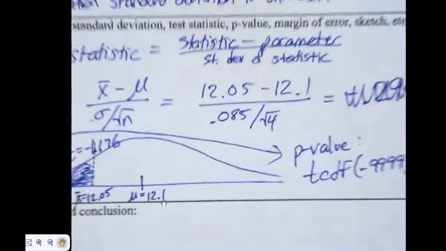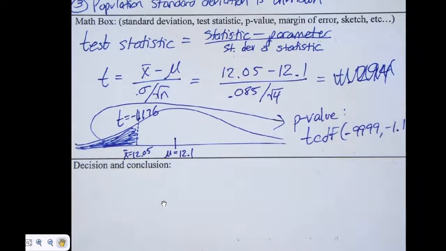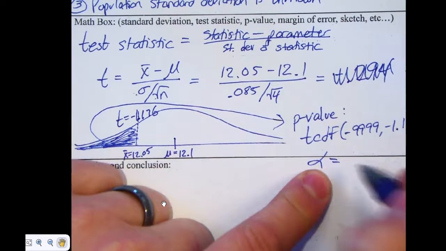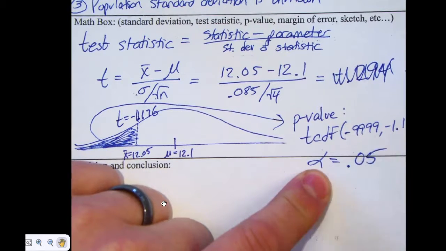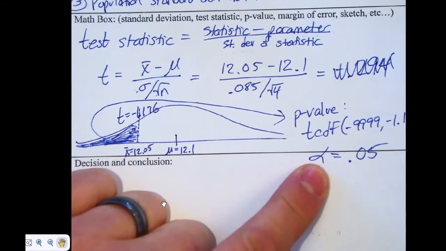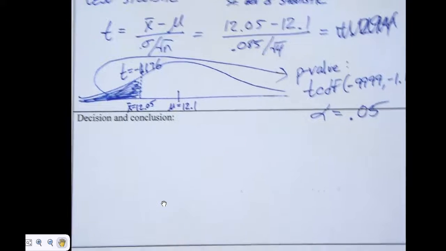We're almost done. At the beginning of this problem, I should have told you what alpha was. I didn't. Right now, write down alpha, which looks like a Jesus fish. Alpha equals 0.05.